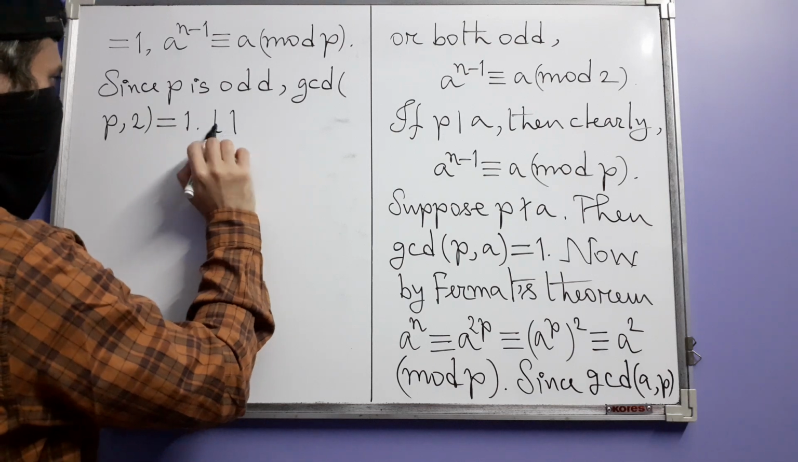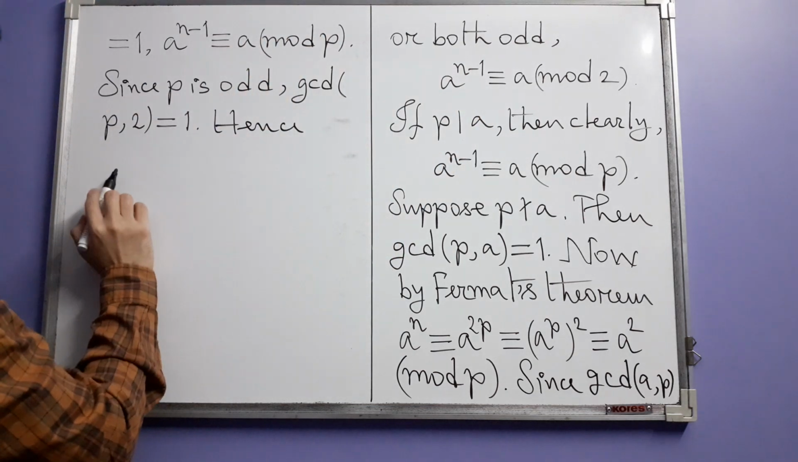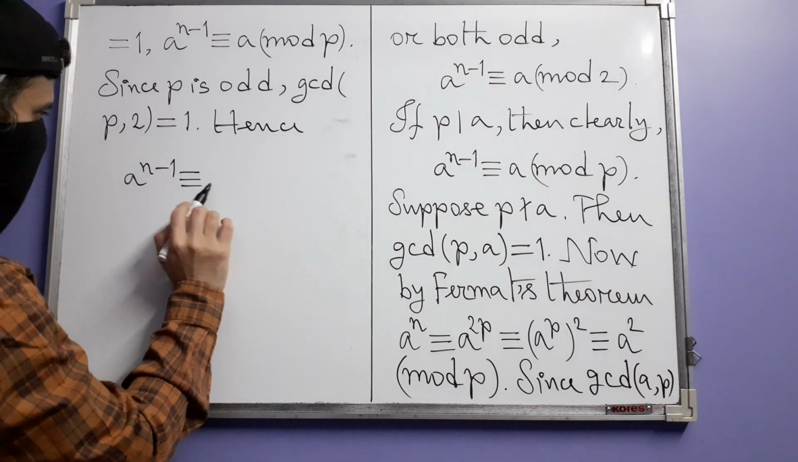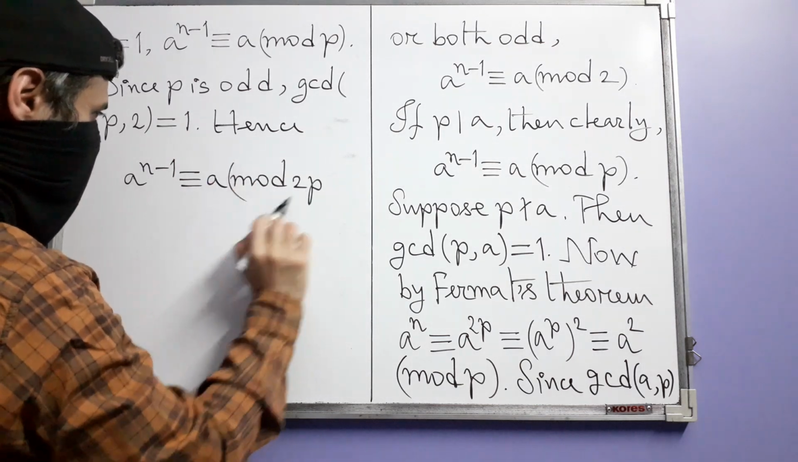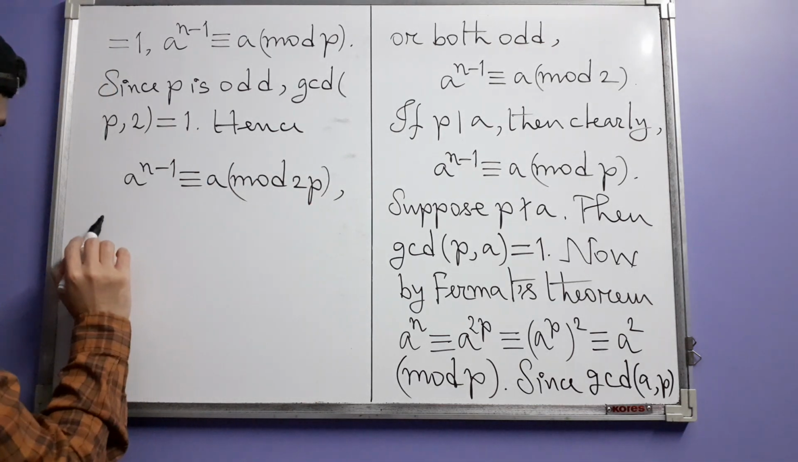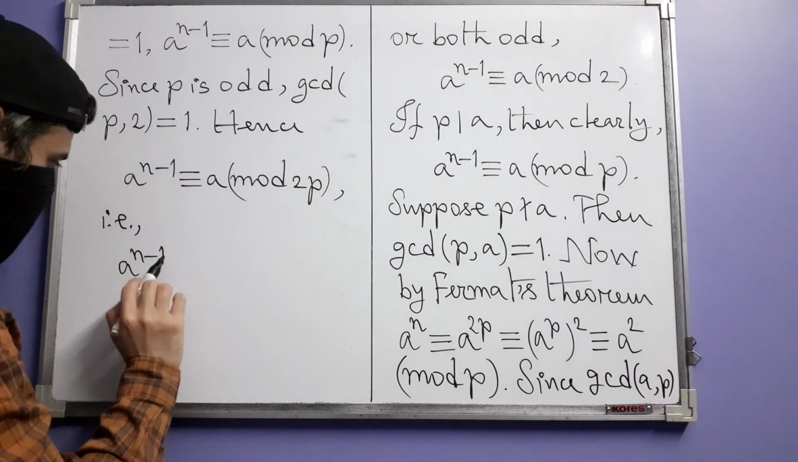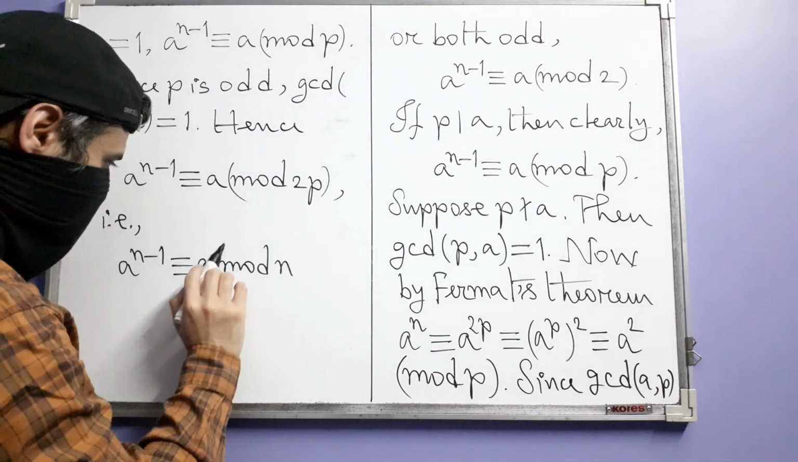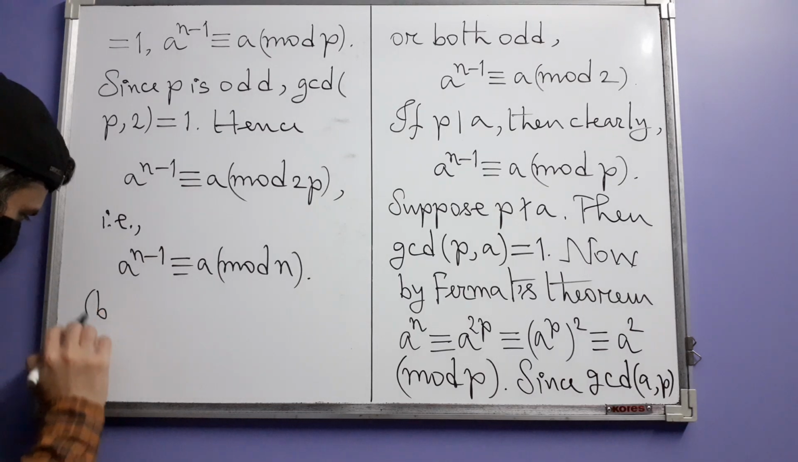Hence, we can combine these two congruences and have this. I.e., that's what we wanted to establish. So that is part A. Now next let us see part B.